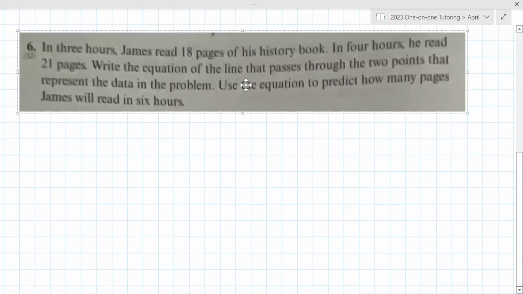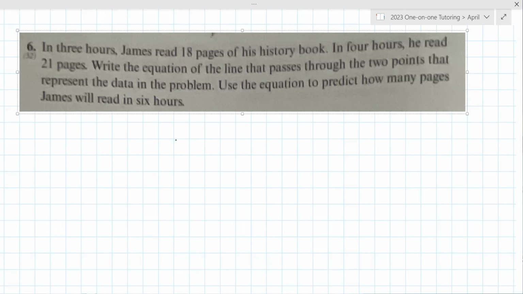All right. In 3 hours, James read 18 pages of his history book. In 4 hours, he read 21 pages. I think we're to mean that he read 3 more pages than the 18. Just assume that. Write the equation of the line that passes through the 2 points that represent the data in this problem. Predict how many pages he will read in 6 hours.